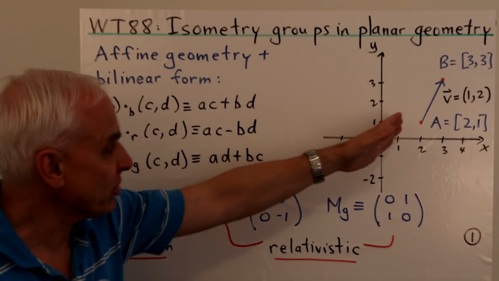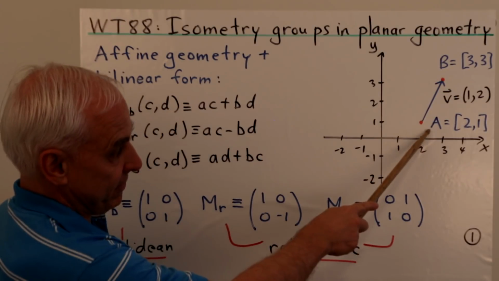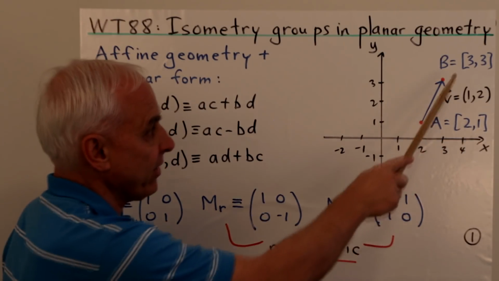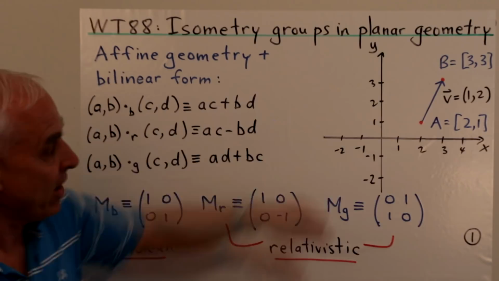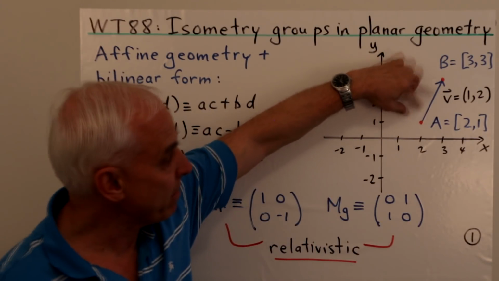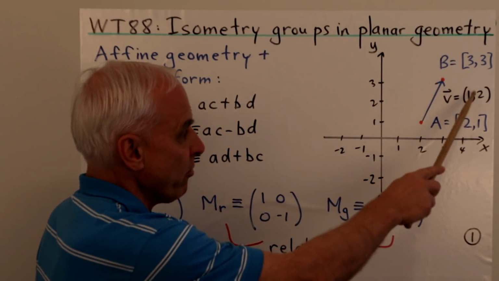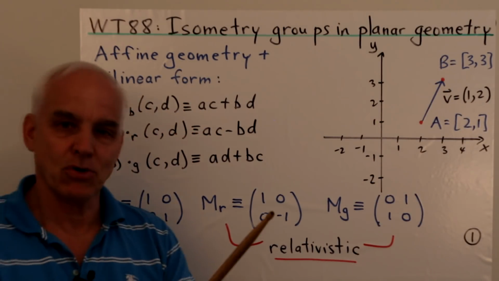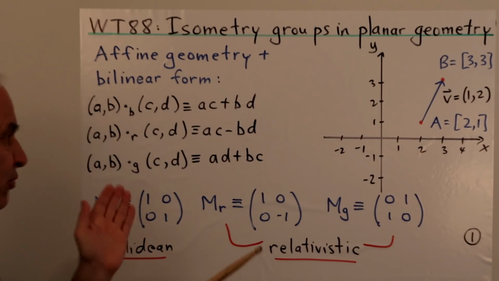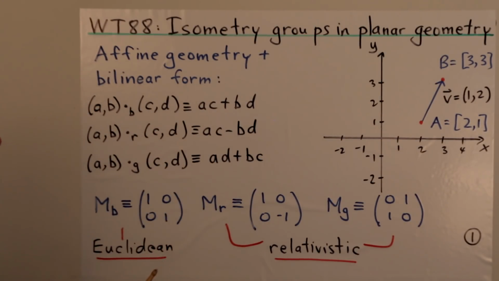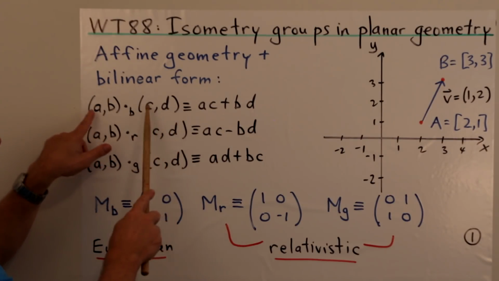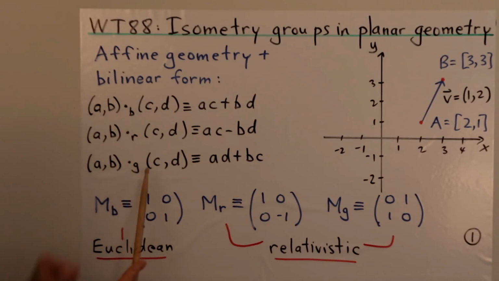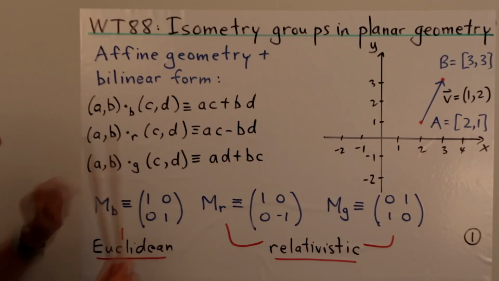We've got vectors. Well, we have points, first of all, like A with the point [2, 1] in square brackets, B, [3, 3] in square brackets, and then the vector determined by those 2 points, V, given by round brackets (1, 2). Now, the bilinear form is usually associated to vectors. It inputs a pair of vectors and outputs a number. So the blue familiar dot product, AB dot CD, is AC plus BD. The red one is AC minus BD, and the green one is AD plus BC.